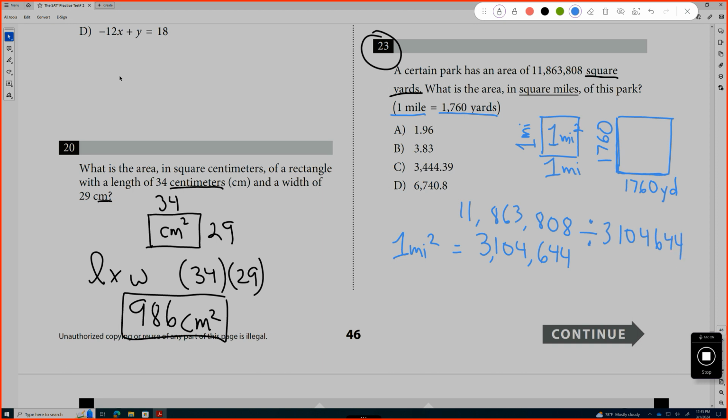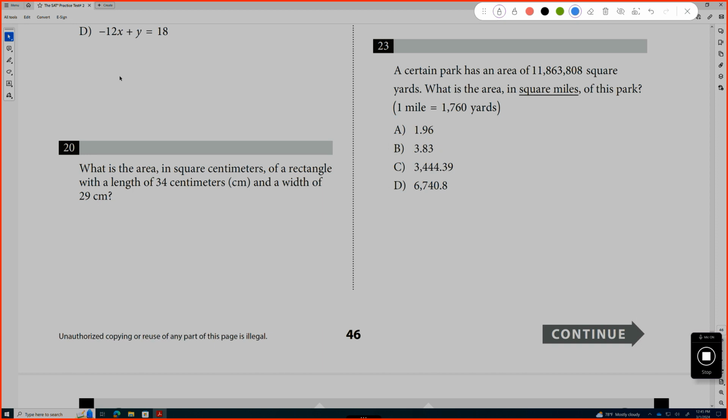Using a calculator, which is now great news. Calculator is allowed in both sections of the SAT, so you can do that fast, and your calculator should give you 3.83. All right, pause to erase, and then moving right along.